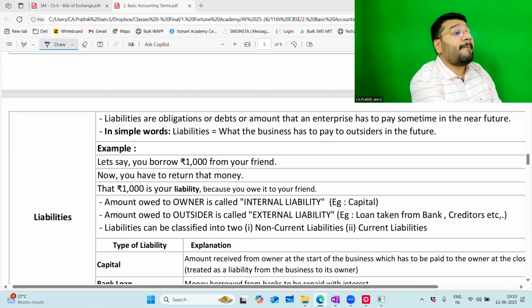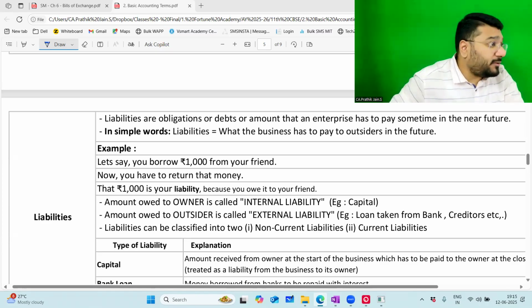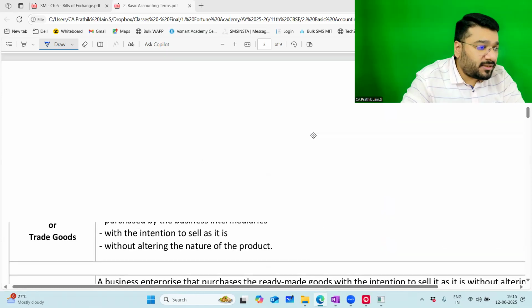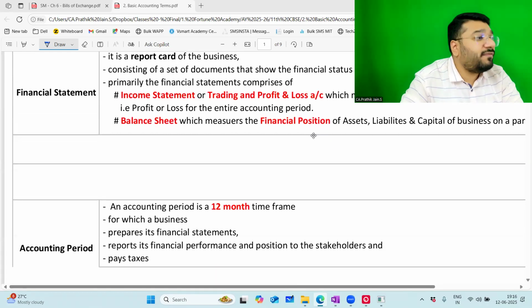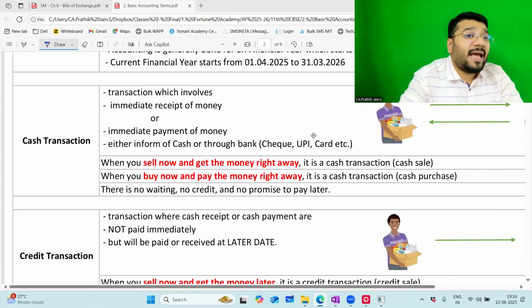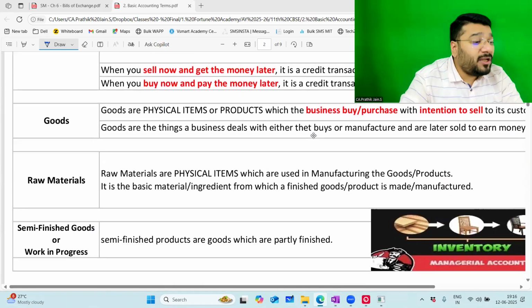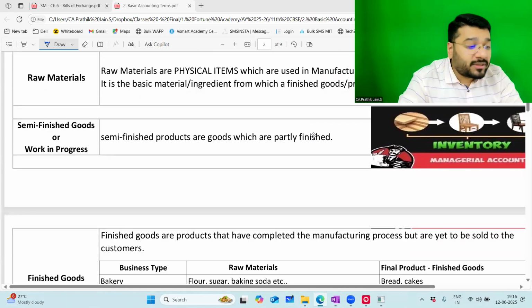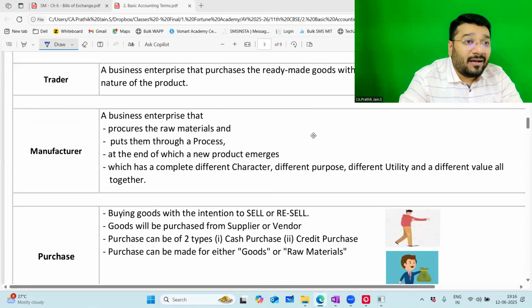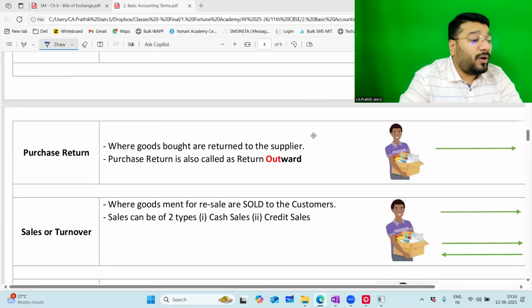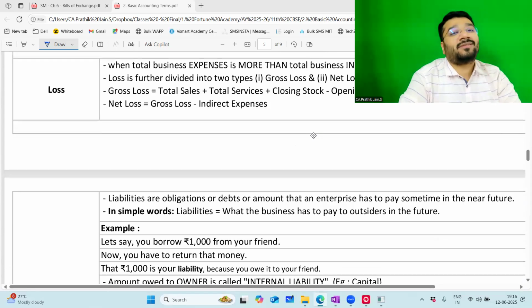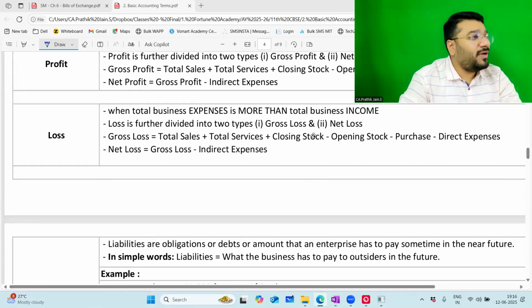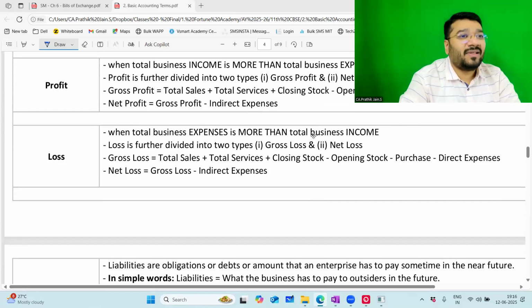So, guys, we're doing this chapter called Basic Accounting Terms. It's been two classes that we're doing this chapter, and so far, what have we discussed? We have tried to understand what is the meaning of entity or enterprise. We understood what are books of accounts, financial statement, accounting period, what is cash transaction, what is credit transaction, what is the meaning of goods, raw material, semi-finished goods, finished goods, trading goods, trader, manufacturer, what is purchase return, what is sales return, what is expense, profit, loss. Comfortable? Wonderful.